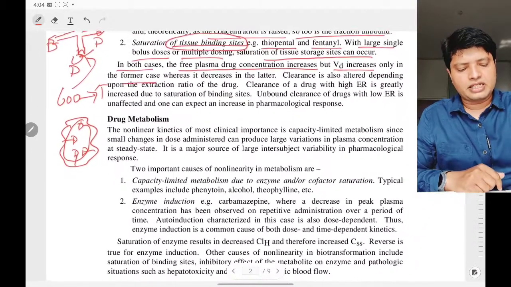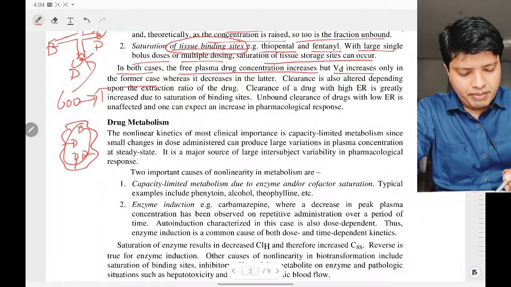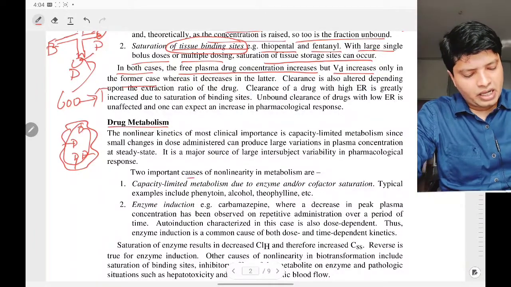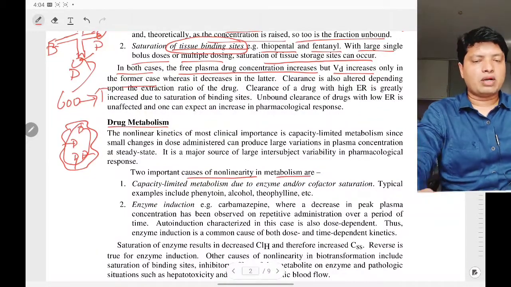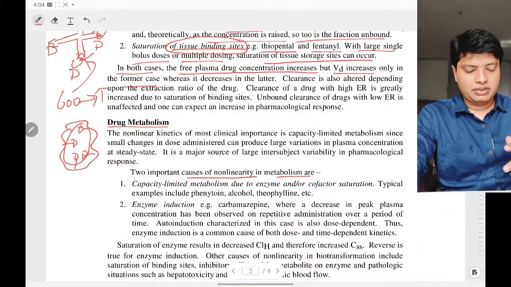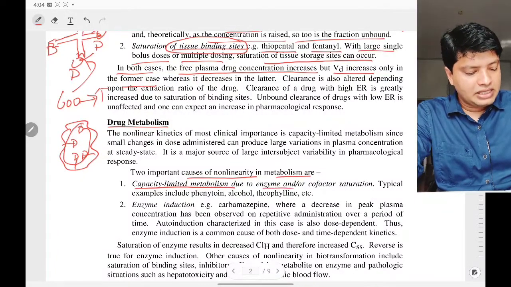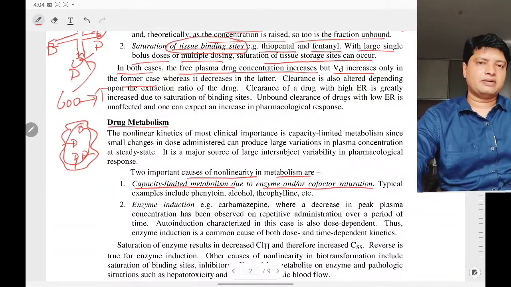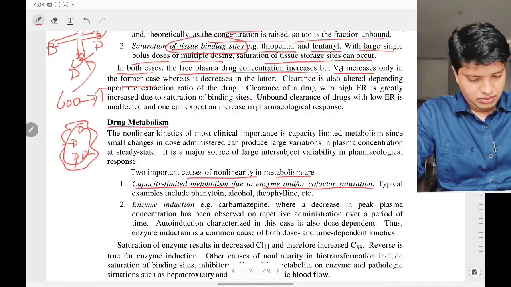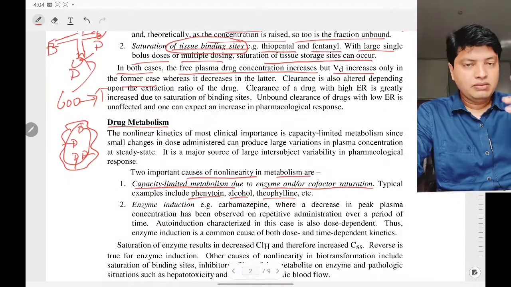So we will see the next one, the source of non-linearity due to metabolism. Two important causes for non-linearity in metabolism: the non-linearity due to metabolism is capacity-limited metabolism due to enzyme or cofactor saturation. So metabolism itself is capacity limited. Typical examples include phenytoin, alcohol and theophylline.